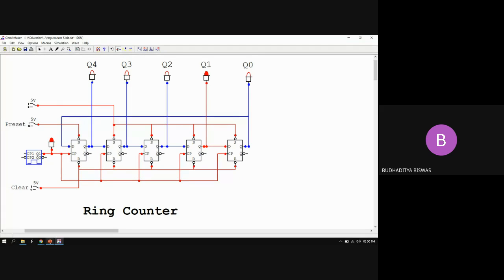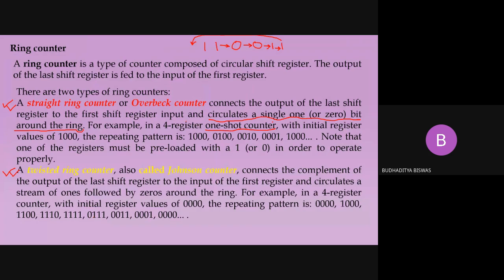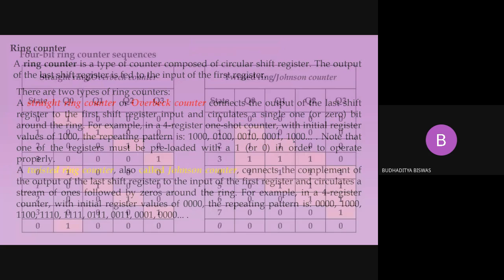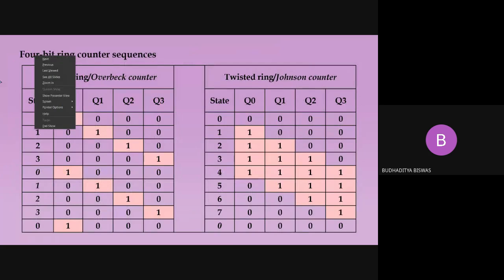Now let's see. So this is called a ring counter. For example, for a 4-bit counter, if the initial value is 1000, then the next one is 0100, then 0010, then 0001, then again 1000, as if the 1 is actually circulating. So that's why this is the truth table for the 4-bit ring counter sequence.